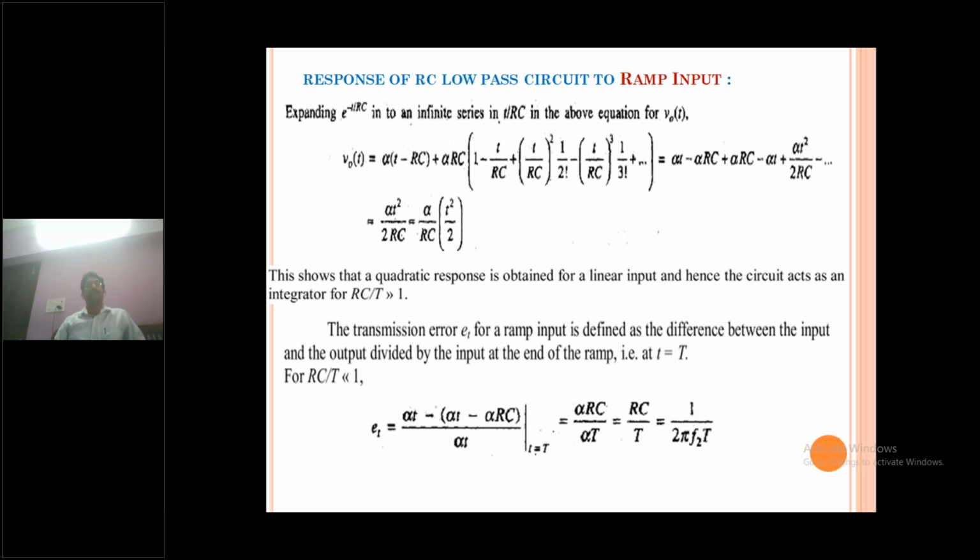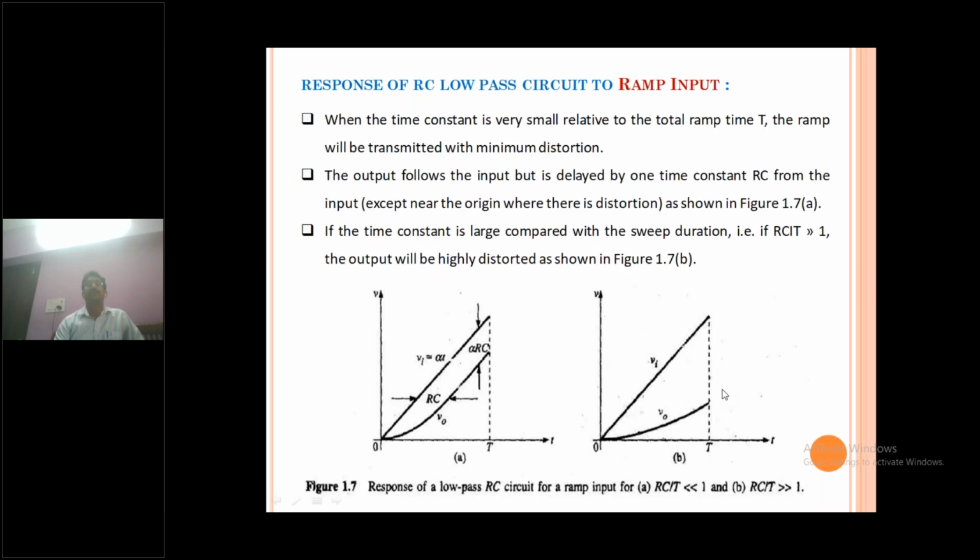We know that f2 = 1/(2πRC). That is the upper cutoff frequency, already derived for the sinusoidal input. From this, RC is replaced by 1/(2πf2). So for the ramp waveform, the transmission error e_T = 1/(2πf2·T), or otherwise simply RC by capital T.